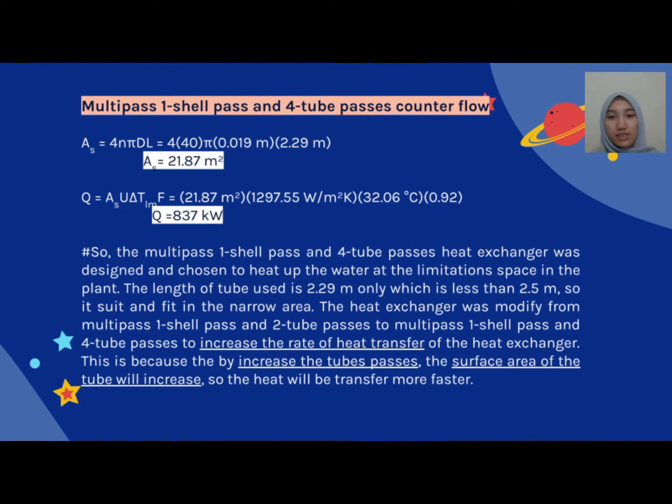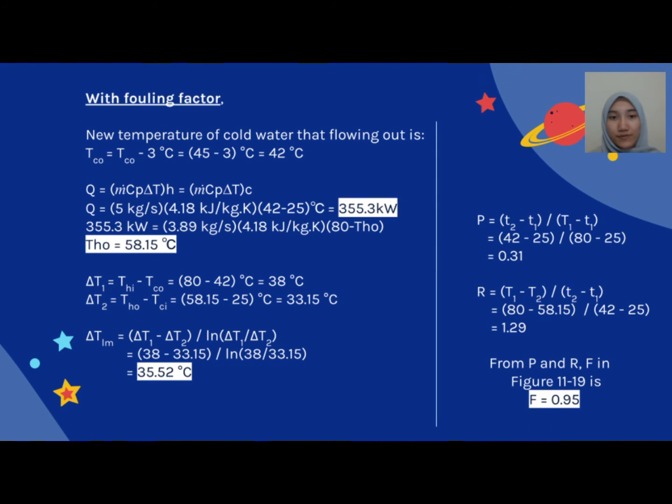So the multi-pass, one shell pass and 4 tube passes heat exchanger was designed and chosen to heat up the water given the limited space in the plant. The length of tube used is 2.29 meter, which is less than 2.5 meters, so it suits and fits in the narrow area. The heat exchanger was modified from multi-pass, one shell pass and 2 tube passes to multi-pass, one shell pass and 4 tube passes to increase the rate of heat transfer. This is because by increasing the tube passes, the surface area of the tube will increase, so the heat will be transferred faster.